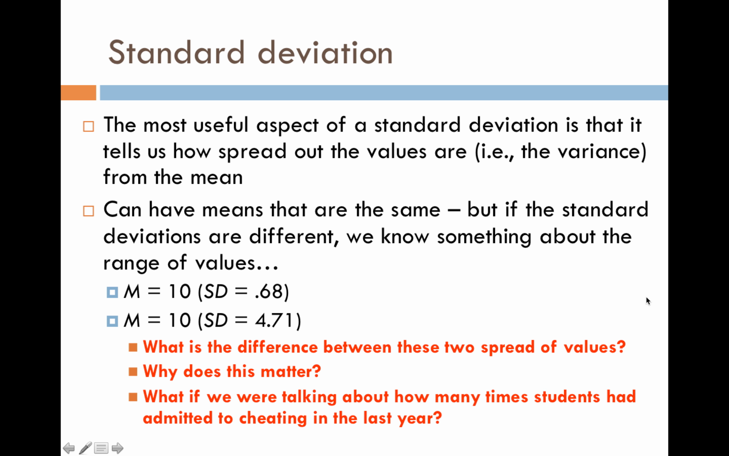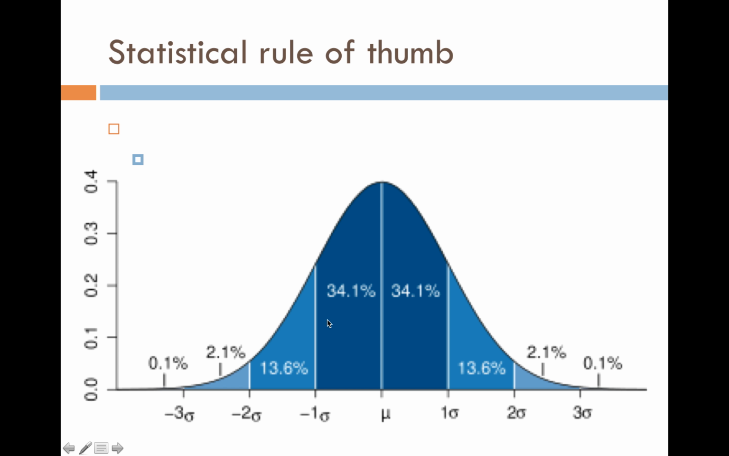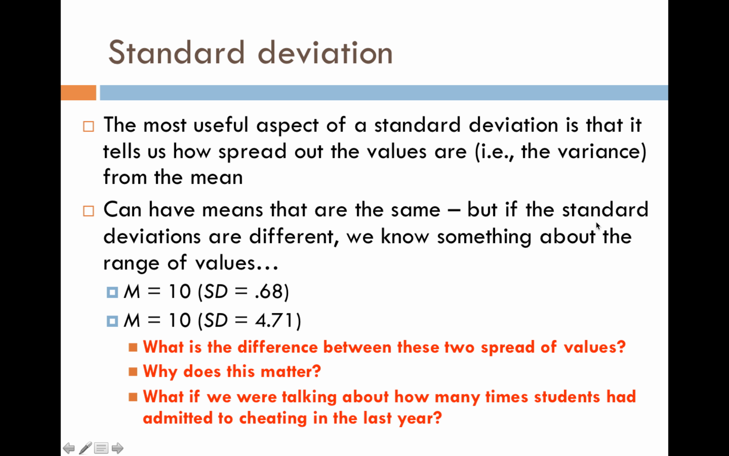So the most useful aspect of standard deviation is that it tells us how spread out the values are, what we call the variance from the mean. So if you're looking at that, the hump may not look like this. Your data may have a really crazy hump that's just different, but there's still going to always be a mean, and you're going to have standard deviation, so you can go out 1 standard deviation. That doesn't change. So it tells you how spread out the values are.